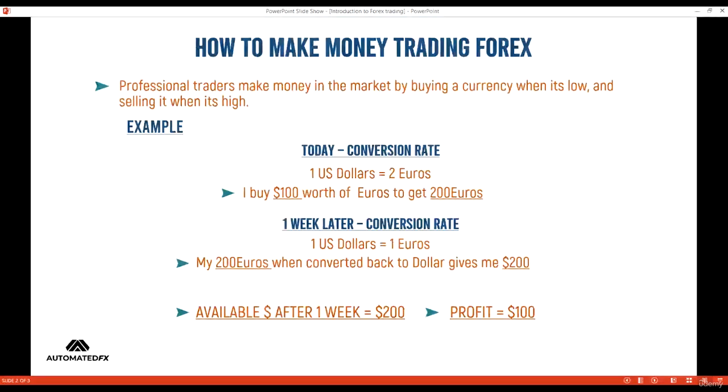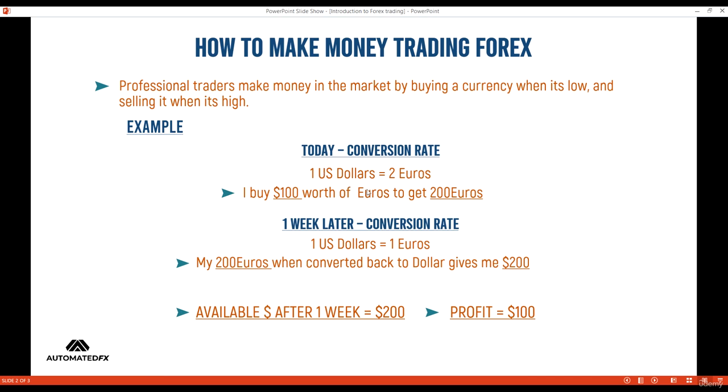I wake up today and the conversion rate between dollar and euro is 2. So $1 gives me 2 euros. And then I buy $100 worth of euros, of which I will get 200 euros, because $1 is worth 2 euros today, and when I buy $100, I will get 200 euros because of this present conversion rate.